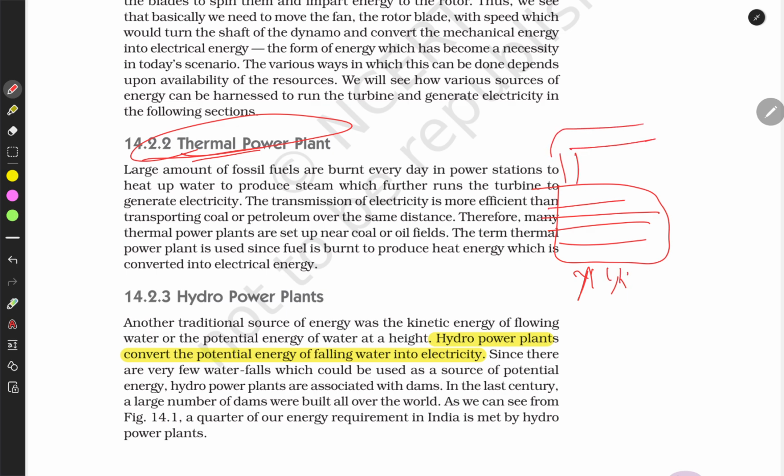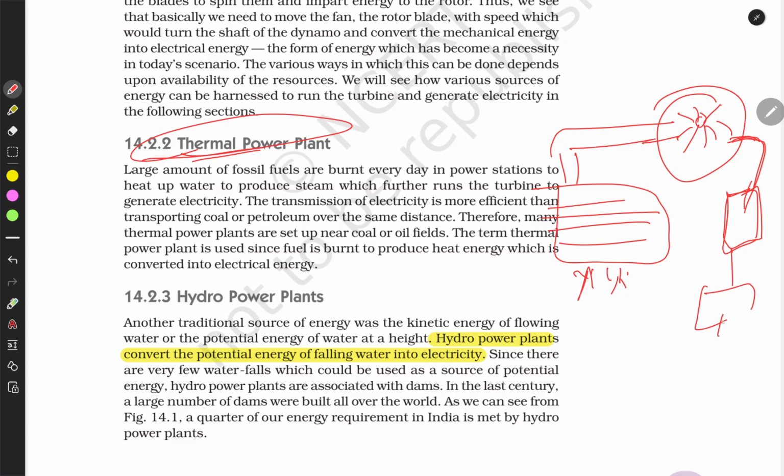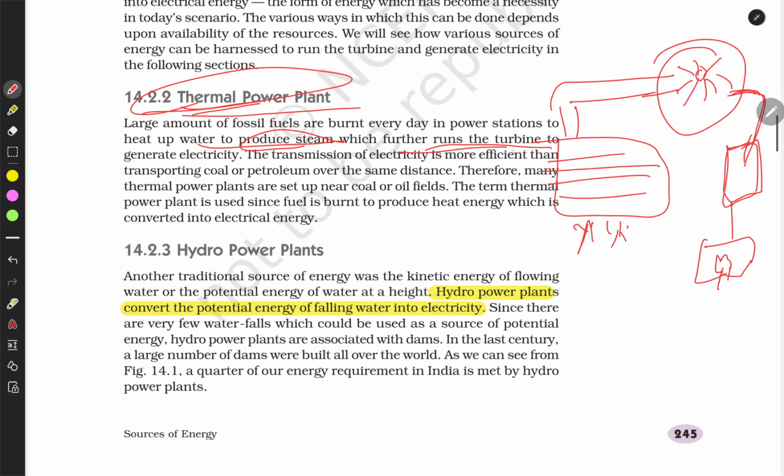so it creates steam, and then this steam is used to rotate the turbine, the blades of this turbine, and after rotation the generator, which is a DC generator, will convert this mechanical energy, which we have studied in earlier classes, into electric energy. Electric energy will be there. So this is how the thermal power plant works. They only work on the heat of steam to run the turbine, the blades of the turbine.